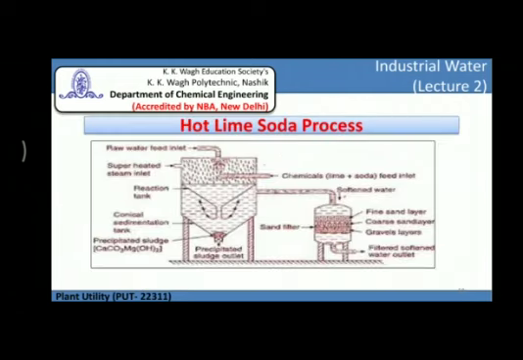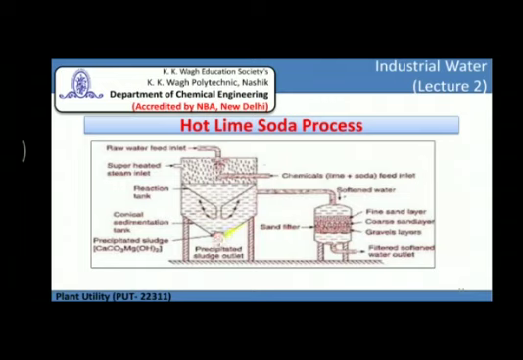This one is a hot lime soda process. This hot lime soda process works at a temperature of 80 to 150 degrees Celsius. This hot lime soda process consists of this cylindrical tank.